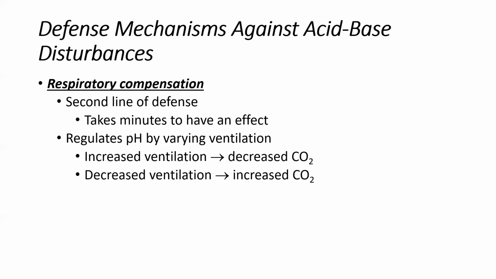So depending on whether the plasma has excess CO2 or too little CO2, the lungs can kick in immediately and vary our rate of ventilation in an effort to either get rid of CO2 if we have excess CO2, or hold on to CO2 if we have too little CO2. So increased ventilation is going to blow off more acid, and that is going to decrease our plasma CO2, whereas decreased ventilation is going to hold on to more CO2 because we're blowing off less or decreasing our rate of ventilation. Okay.